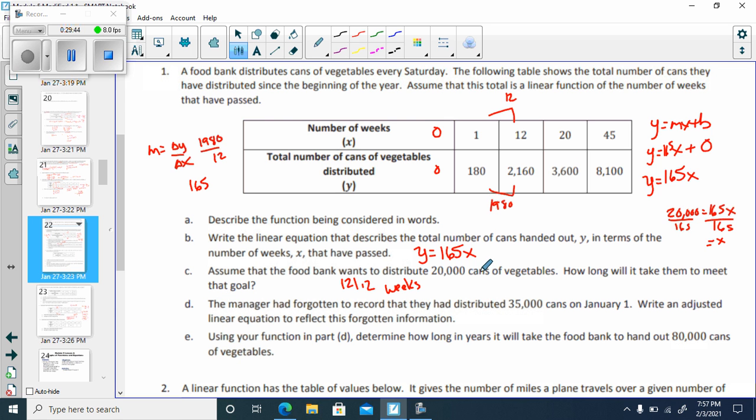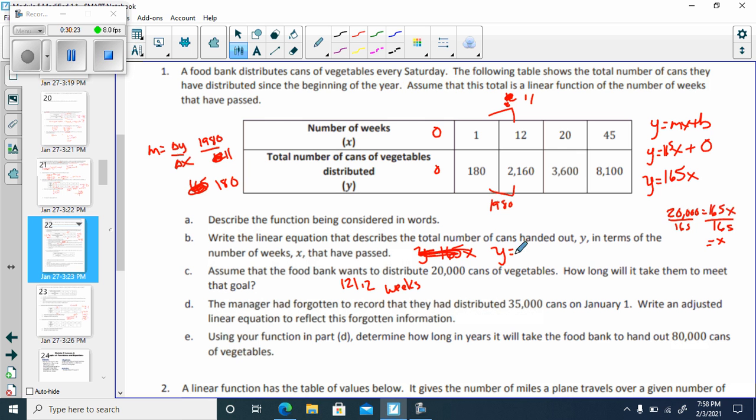Okay, wait a minute. It's got to be more than 165 per week. Let's stop right here. We made a mistake right here. 12 minus 1 is 11. So let's fix this real quick. 1,980 divided by 11. We're giving out 180 cans per week. All right, sorry about that, guys.